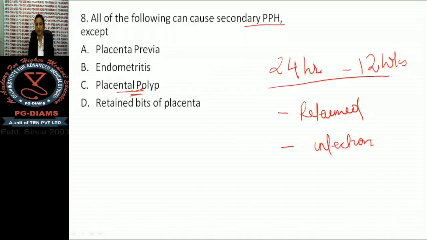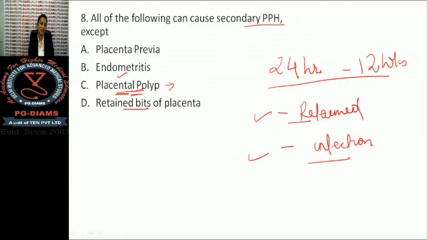These are two important causes of secondary PPH. So if you had a rough idea of these two things, you could have answered this. Endometritis, definitely. Placental polyp. Placental polyp is when a part of placenta is retained in the uterus. It forms a polyp-like structure after some time. This can get infected, eroded and can cause recurrent secondary PPH.